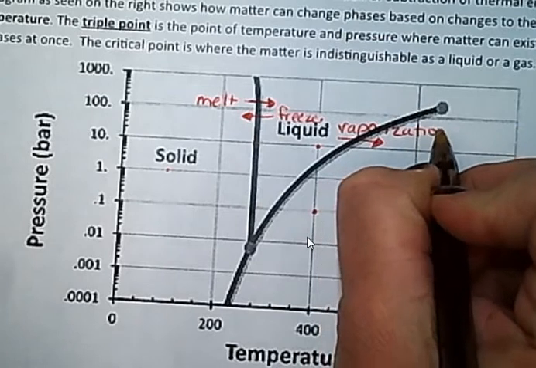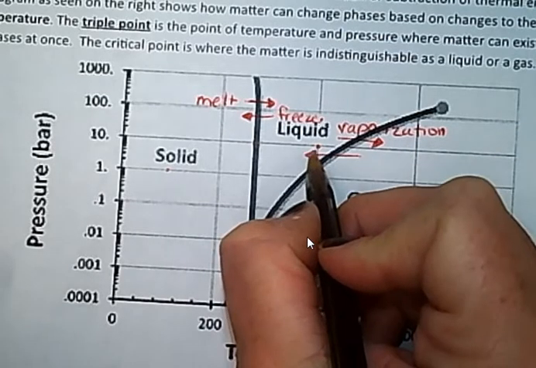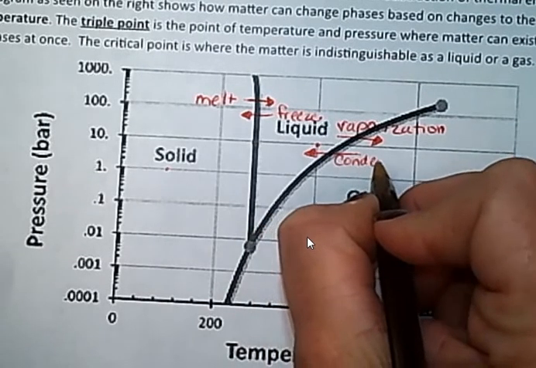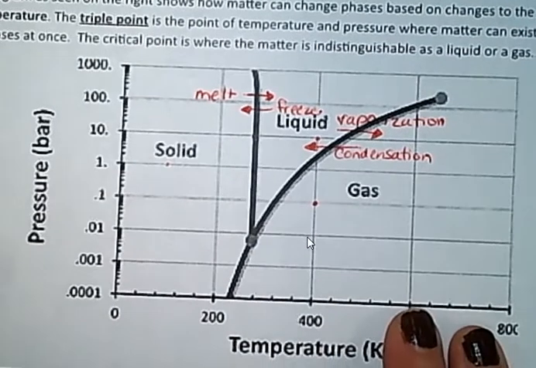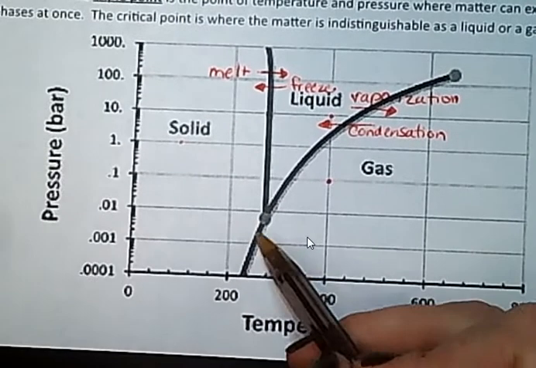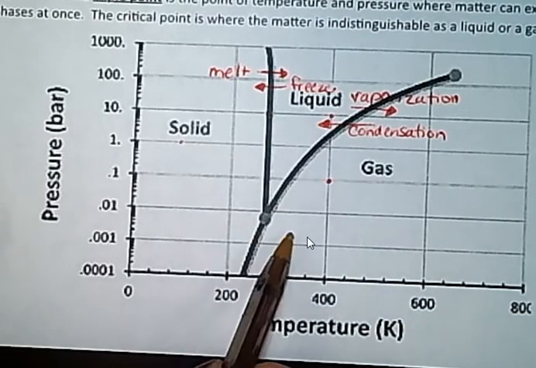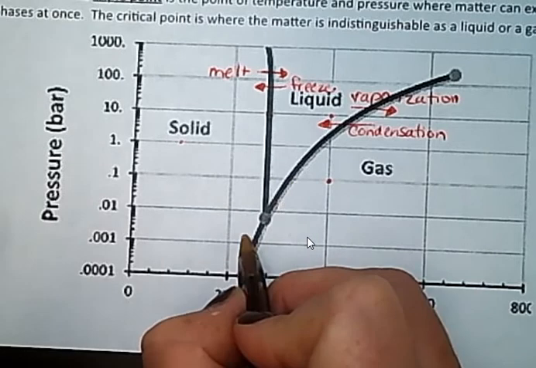If I go the opposite direction and go from a gas back to a liquid by changing temperature or pressure, this would be going through condensation. Okay. So down here at the bottom, you can see underneath this point, there's another line, and that means that it's skipping over the liquid phase. It kind of cuts the liquid phase out. So this is going from a solid to a gas.